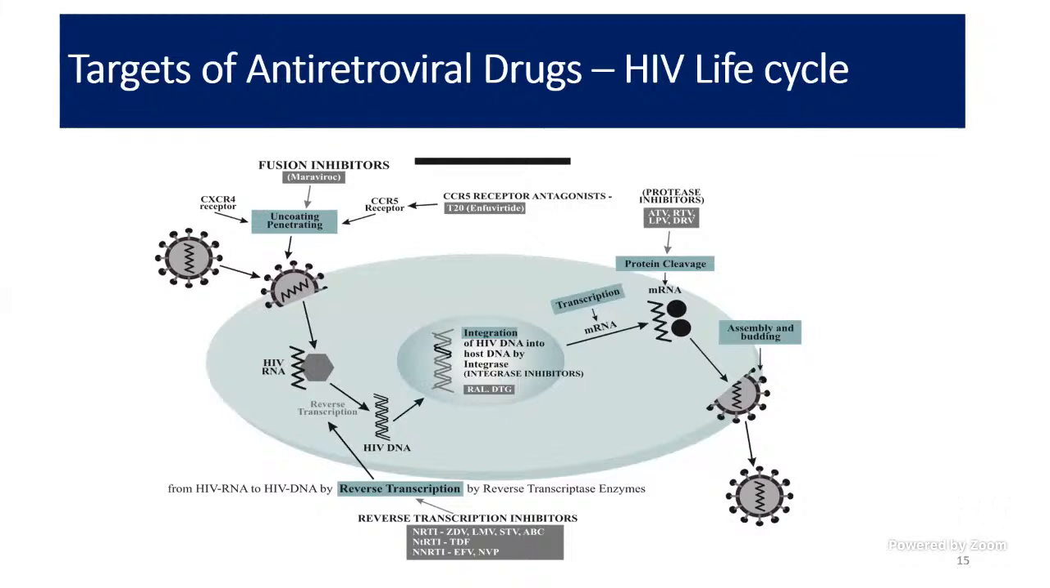They are blocking the receptors by binding themselves. Then we have the reverse transcriptase inhibitors, which are blocking RNA to DNA. So third, we have the integrase inhibitors, which are blocking integration of the viral DNA into the human DNA.